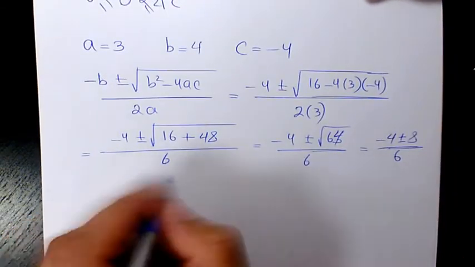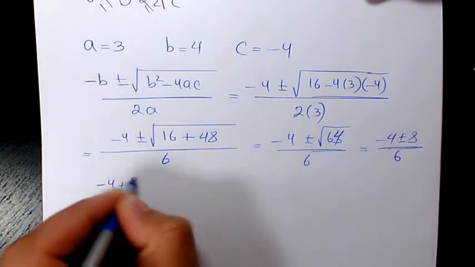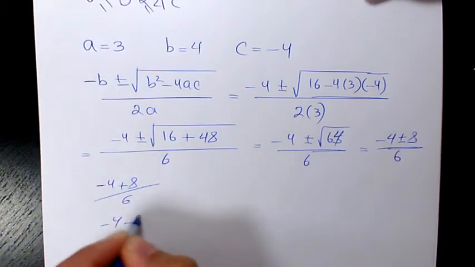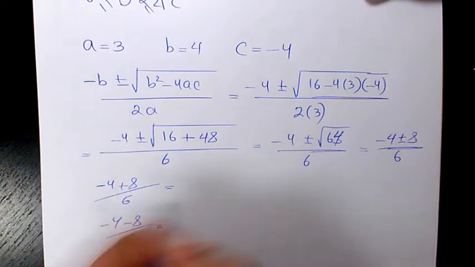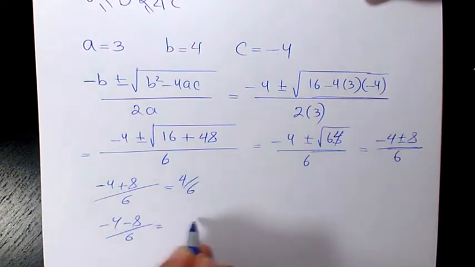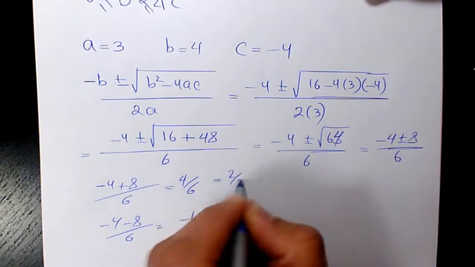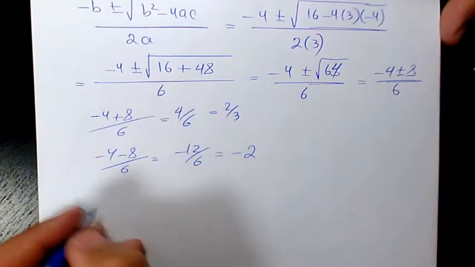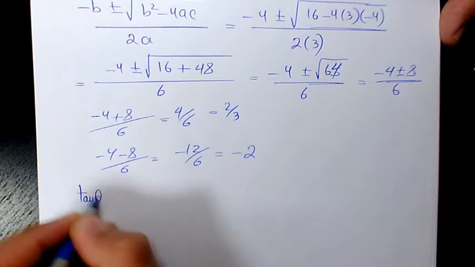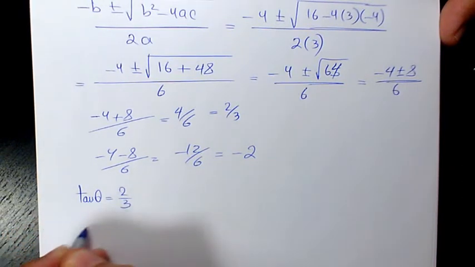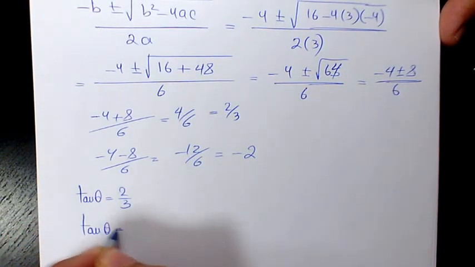So we have negative 4 plus 8 over 6, and negative 4 minus 8 over 6. So we have 4 over 6 and we have negative 12 over 6. Here is going to be negative 2, and this one is going to be 2 over 3. So tan theta is going to be equal to 2 over 3, or tan theta equals negative 2.